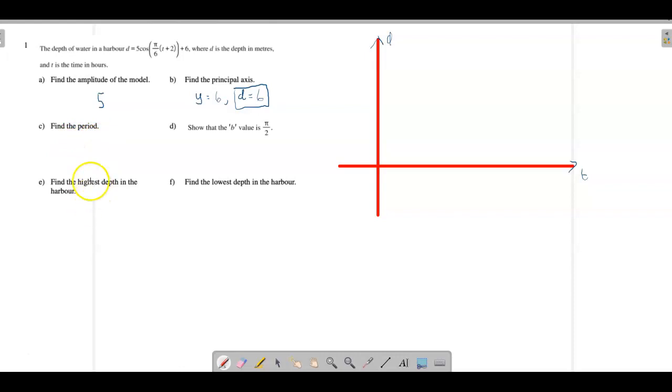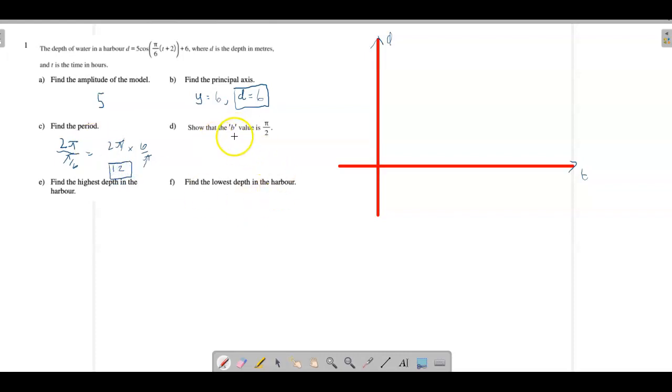Now, the period is the one that students seem to find the most problem with. So a normal cosine graph has a period of 2 pi. So we're always going to start there, regardless of what model we're doing. And we divide it by the b number. And the b number here is the number that I'm timesing the t by. So I'm dividing by pi divided by 6. Now that's the same as 2 pi times 6 over pi. So pi's will cancel and it leaves me with 12. So my period is 12.